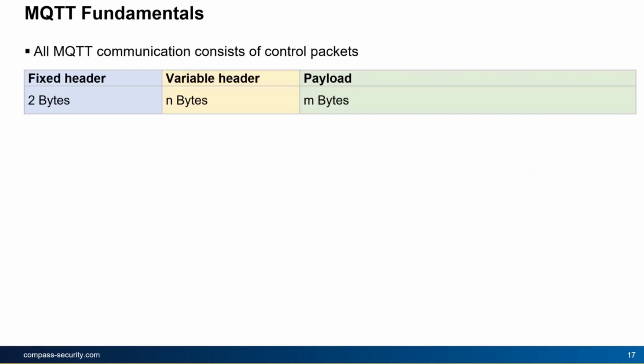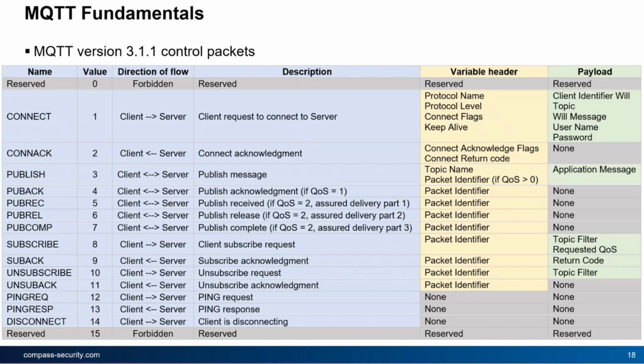The entire communication in MQTT is done via control packets, and these are built up in 3 parts. We have the fixed header, which is always going to be 2 bytes. We have a variable header, which, as the name already says, is variable depending on the packet regarding the size, as well as a payload, which is also variable. Here we have an overview of all control packets which exist in MQTT version 3.1.1, a total of 14. And from the color coding, we can see if the variable header or the payload are required for this control packet.